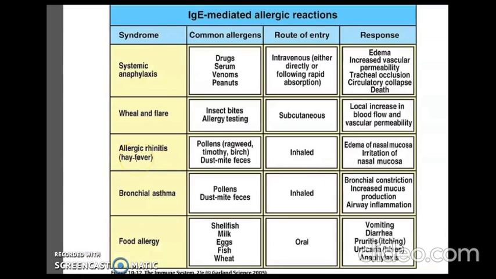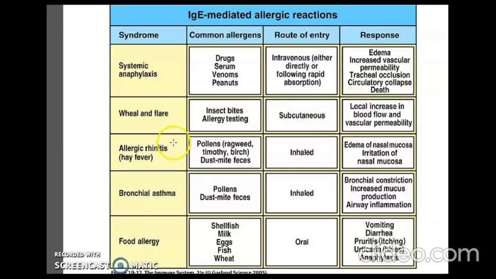And this table shows the common IgE mediated allergic reactions or hypersensitivity 1 reactions. You can see the syndrome, that is systemic anaphylaxis. It is caused by allergens, drugs, serum, venoms, peanuts, and the route of entry is intravenous, either directly or following rapid absorption. And the responses include edema, increased vascular permeability, tracheal occlusion, circulatory collapse, and death. And when we see wheal and flare syndrome, it is usually happening due to insect bites or during an allergy testing. The route of entry is subcutaneous and there is local increase in blood flow and vascular permeability.